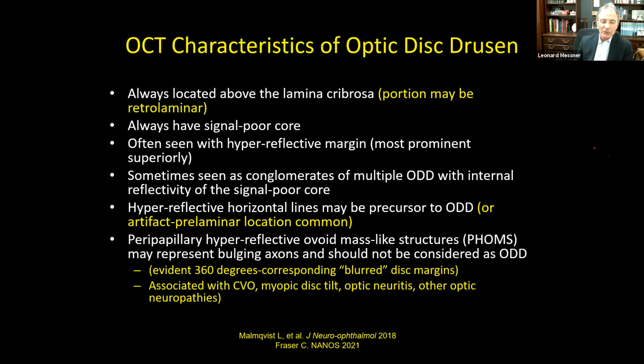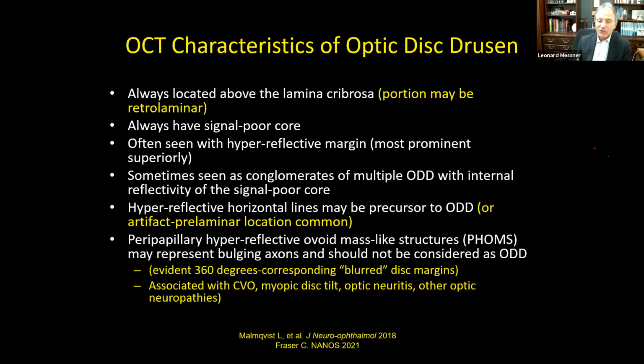Another very common finding that we find among individuals with anomalous optic nerves, and that can be with or without drusen, is the presence of these peripapillary hyperreflective ovoid mass-like structures, or PHOMS. And I showed you an example of some PHOMS lesions earlier. I'm going to show you a number more. These are not, I repeat, these are not precursors to drusen. They are simply bulging axons.